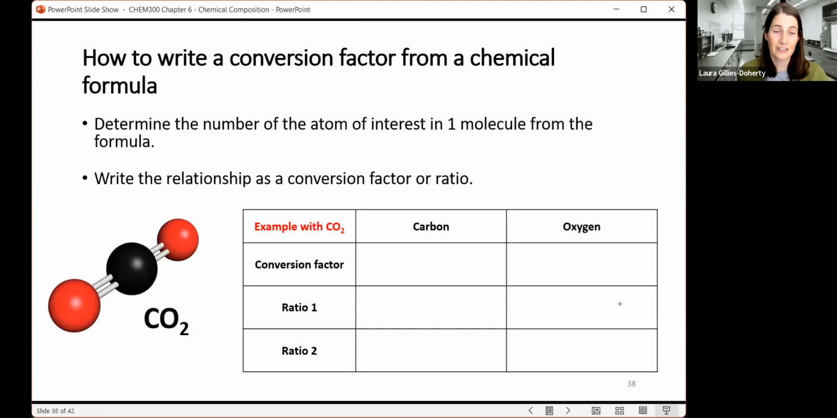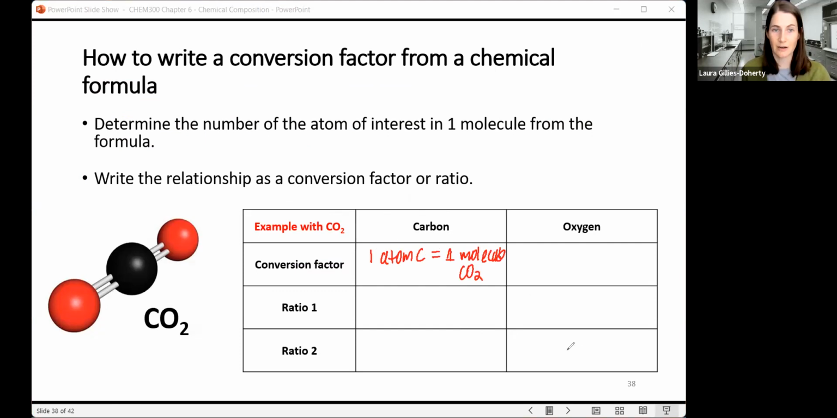So we can write these out as conversion factors. So let's do some practice continuing with carbon dioxide. If we want to look at the conversion factor to convert between number of carbon atoms and molecules of CO2, that would be that there's 1 atom C per 1 molecule CO2.